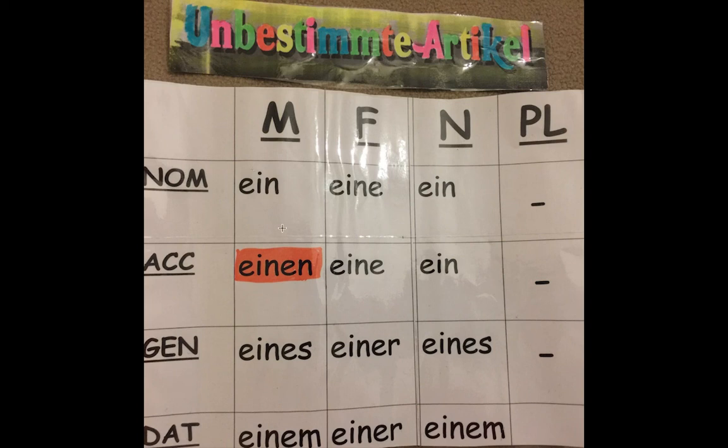Ein Mantel. Again, it's also in the masculine form. So ein goes to einen in the accusative. So ich gebe einem Mann einen Mantel.